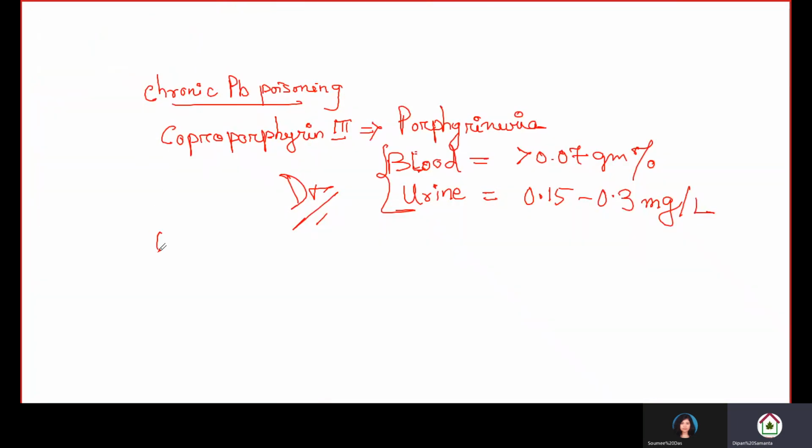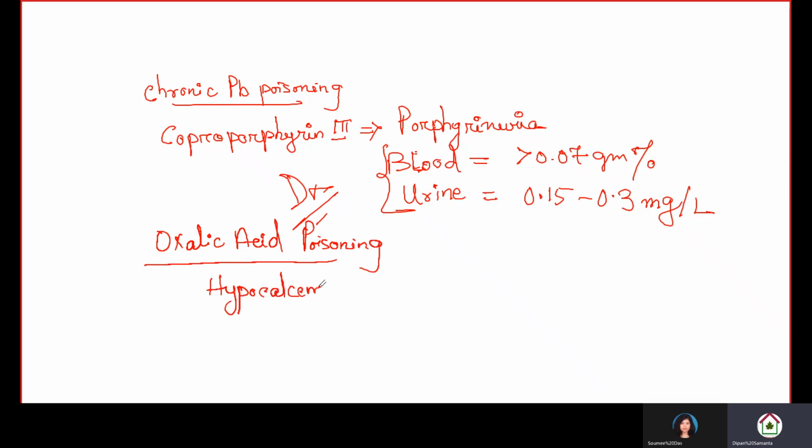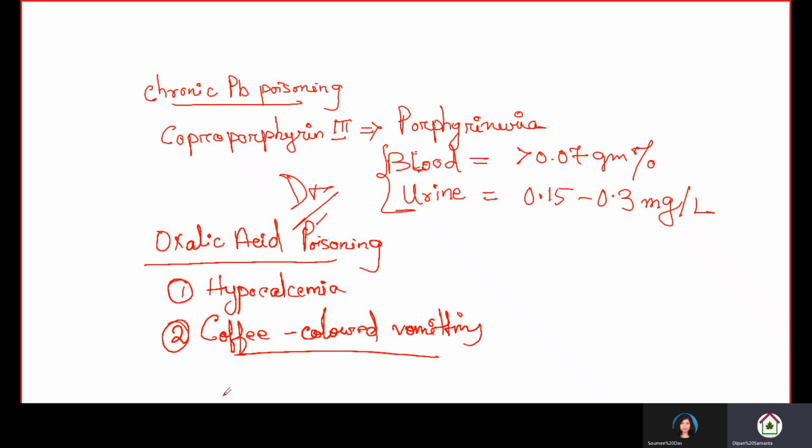So about oxalic acid poisoning, you need to remember two things. One is hypocalcemia, which we have done in the first MCQ. Another is coffee-colored or brown-colored, or actually blood-stained, coffee-colored or bloody vomiting. This is number one, so first feature and second feature.